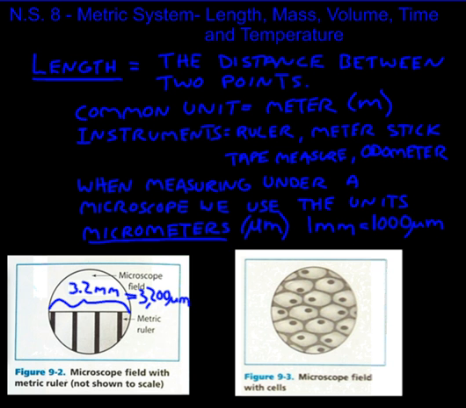If the cells observed on the slide in figure 9.3 are being viewed through the same low power objective, the field of view is still 3.2 millimeters. The approximate length of each cell is therefore 1 millimeter, or about 1,000 micrometers, since about 3 cells fit across the diameter, or the widest part of the field.